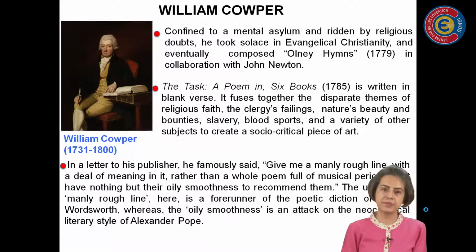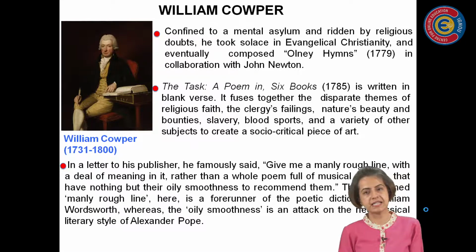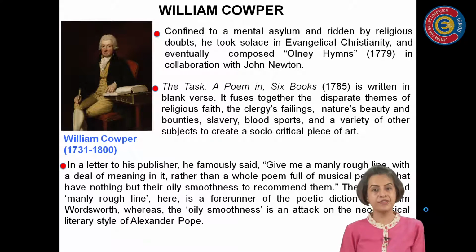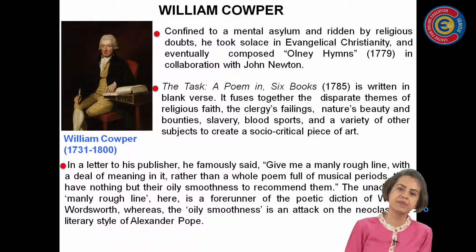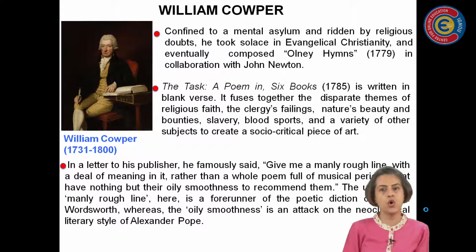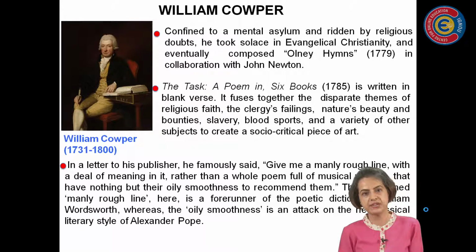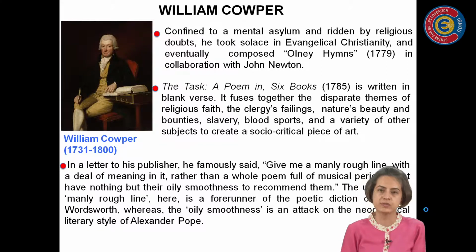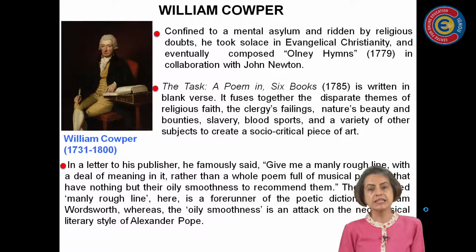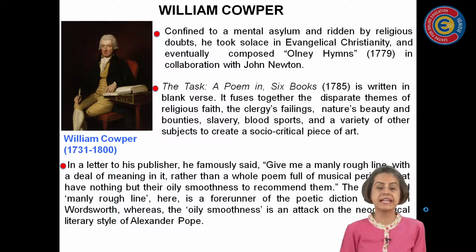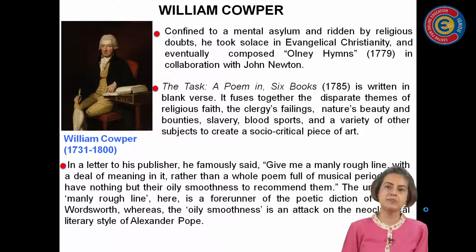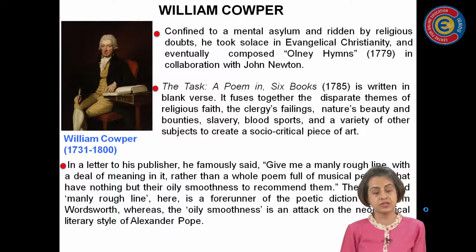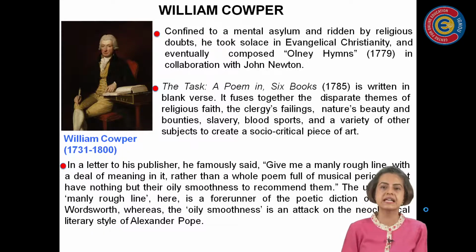In a letter to his publisher, Cowper famously said, "Give me a manly rough line with a deal of meaning in it, rather than a whole poem full of musical periods that have nothing but their oily smoothness to recommend them." The unadorned manly rough line here is a forerunner of the poetic diction of William Wordsworth, whereas the oily smoothness is an attack on the neoclassical literary style of Alexander Pope.